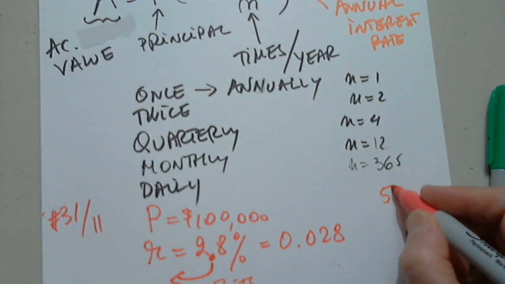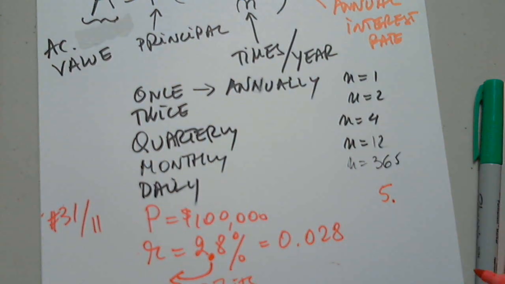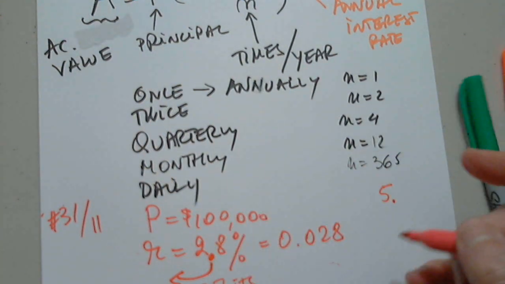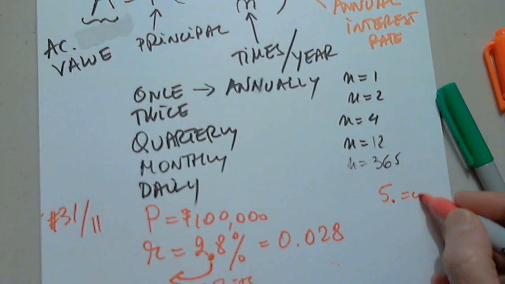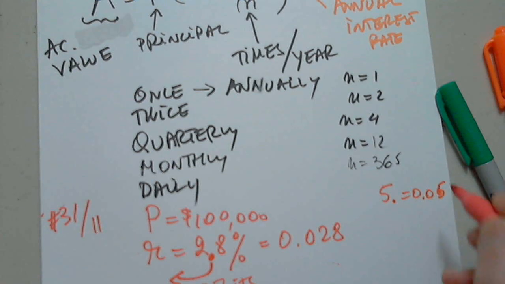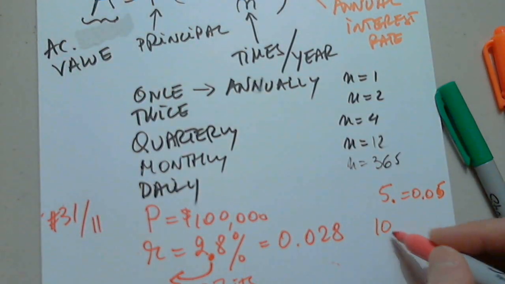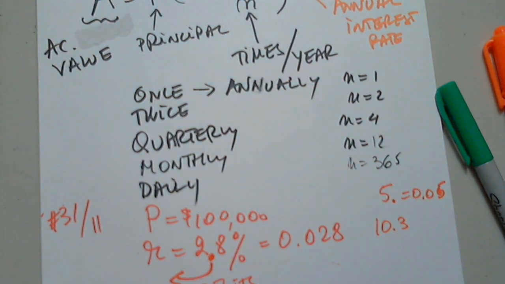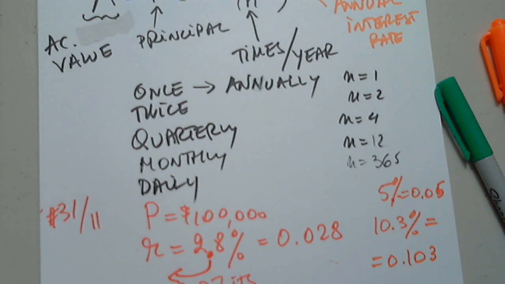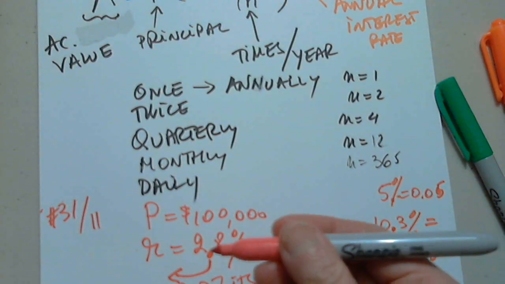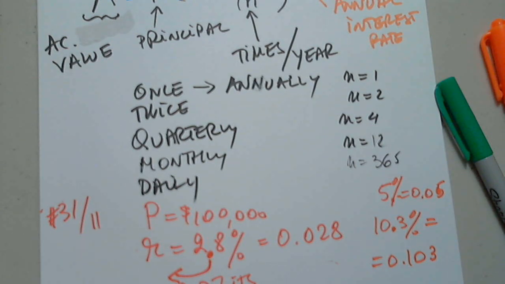If I have 5%, where is the decimal point? Right here. So I have to move it to the left, 2 spots. So that would be 0.05. What if I have 10.3%? So this is 0.103. We move the decimal point 2 digits to the left. So with 2.8, I move the decimal point 2 units to the left. That's what I did. Once, twice.